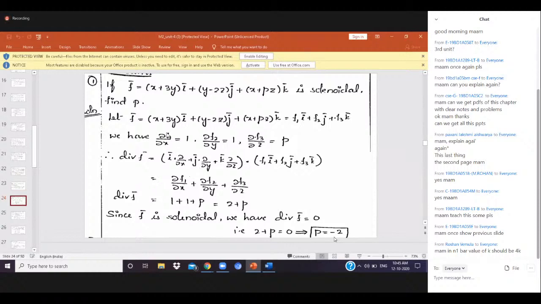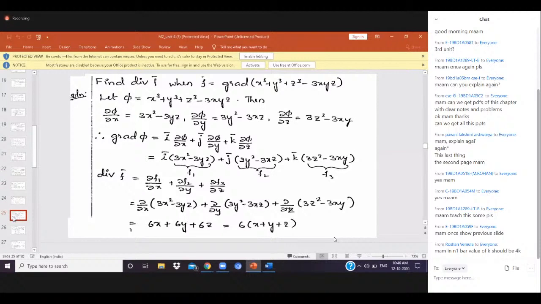So ∂f/∂x we already calculated, we got as 1, that is x plus 3y, partial differentiation with respect to x is 1. y minus 2z, partial differentiation with respect to y is 1, and x plus pz, partial differentiation with respect to z is p. So that becomes 1 plus 1 plus p, that is equal to 2 plus p. But if it is solenoidal, it means divergence of f bar equals 0. So p becomes minus 2.